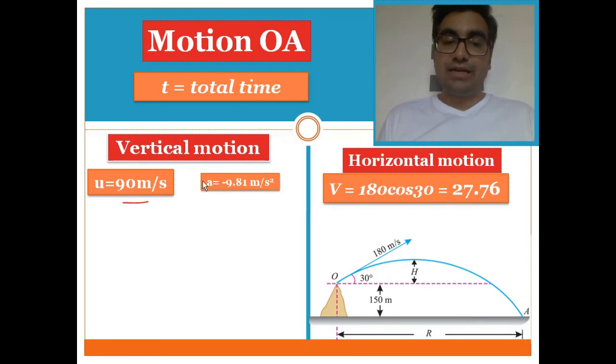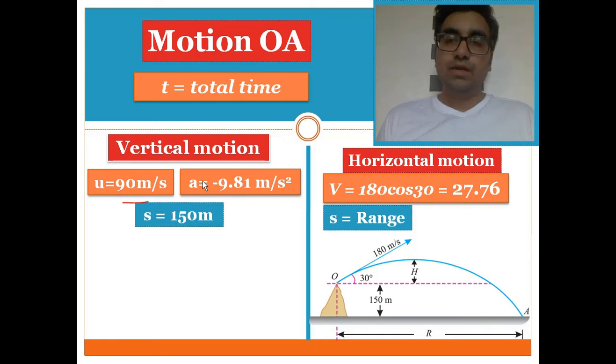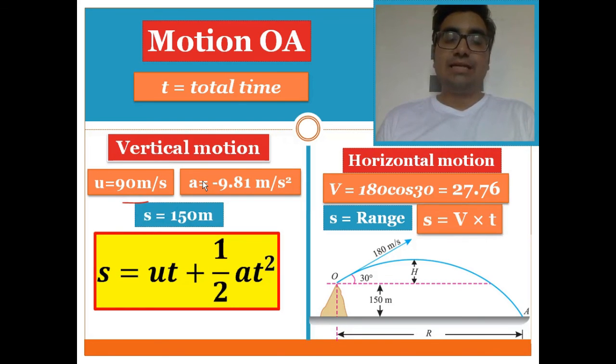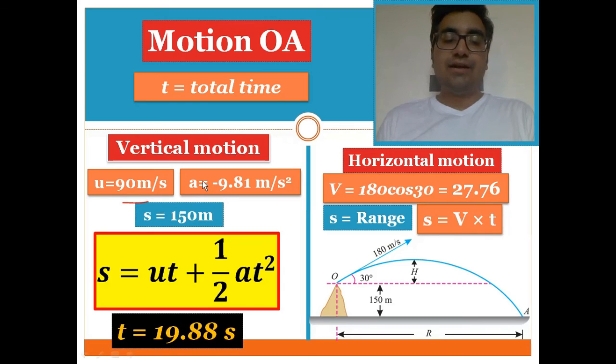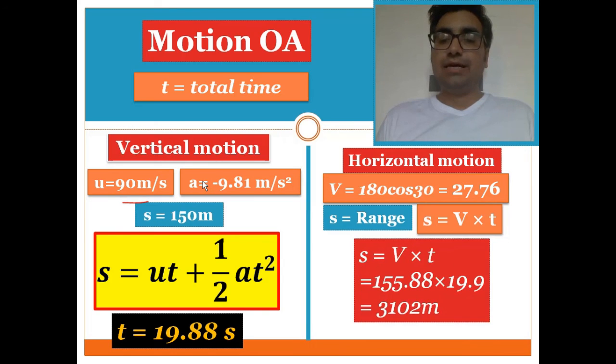It is under the influence of acceleration due to gravity, as the particle is projected upward and the acceleration due to gravity is downward. So it is taken as minus 9.81. When the particle is thrown it falls on the ground and the displacement is 150 meter. So taking displacement as 150 meter and using the kinematical equation s equals ut plus half at square, we get the value of time, which is 19.88 seconds. I multiply that 19.88 seconds with 27.76 and I got the total distance traveled by the particle, that is the horizontal range, 3102 meter.